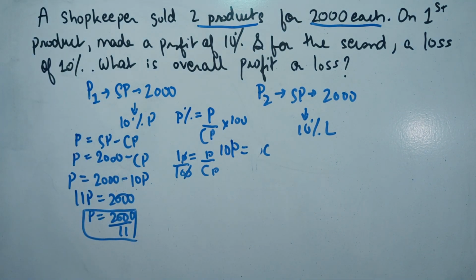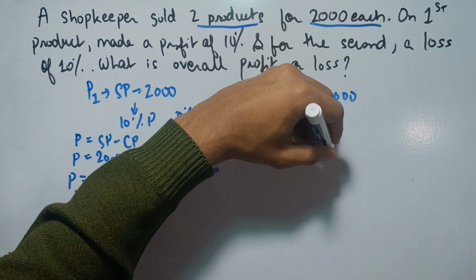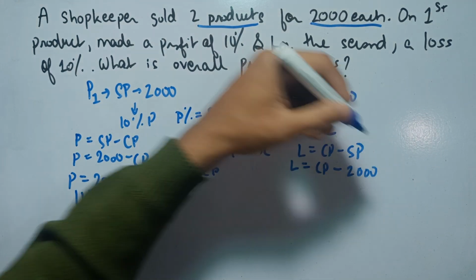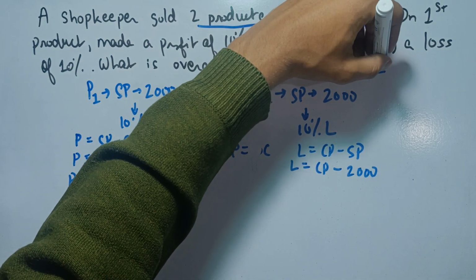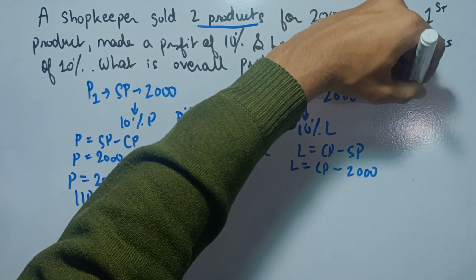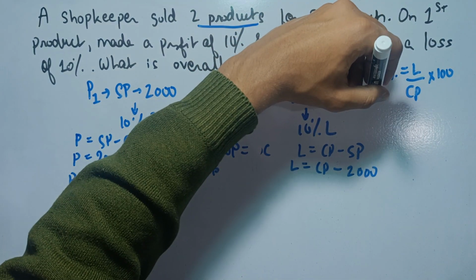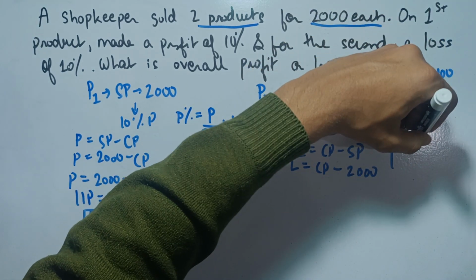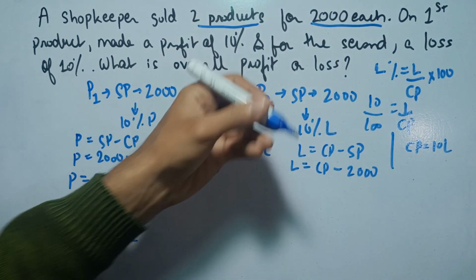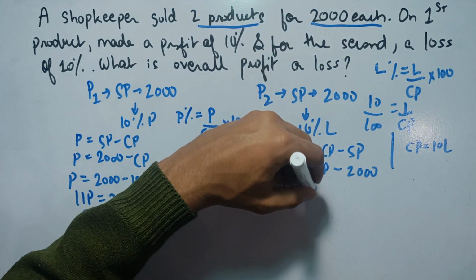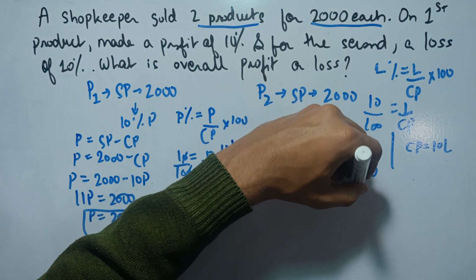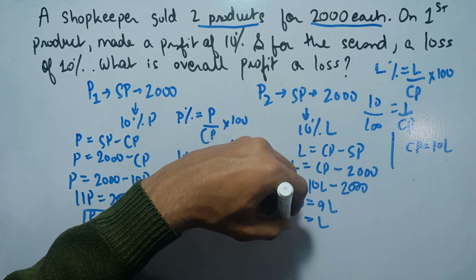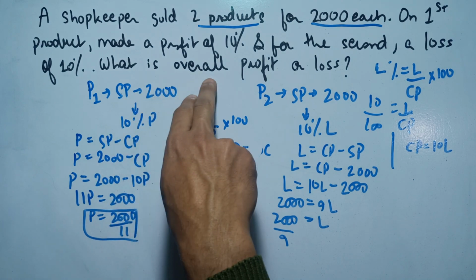Now from here we'll calculate the loss. What is the formula for loss? Loss is equal to cost price minus selling price. We don't know the loss and we don't know the cost price, but we know the selling price, that is 2000. Now we know the loss percentage. Loss percentage is calculated as loss upon CP into 100. So 10 upon 100 is equal to L upon CP, or CP is equal to 10L. We'll substitute it again. L is equal to 10L minus 2000, or 2000 is equal to 9L, or loss is 2000 divided by 9.